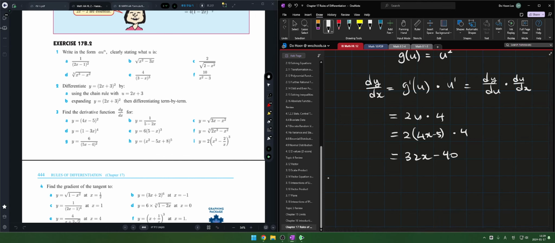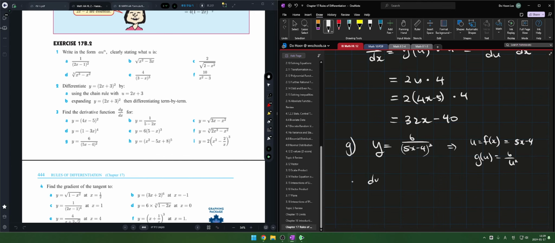Let's try another one. Let's try g. y equals 6 over 5x minus 4. Another quite straightforward one. I think whenever you see a bracket, it's quite straightforward, right? So u equals f of x, 5x minus 4, and y is 6 over u squared.